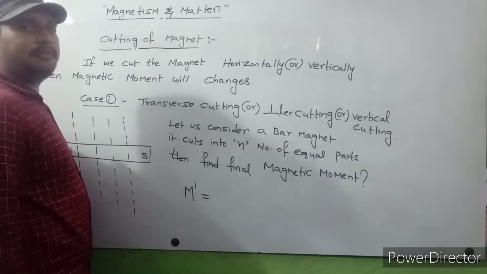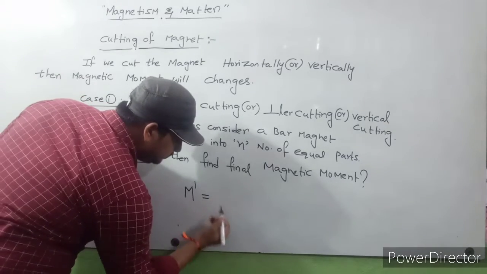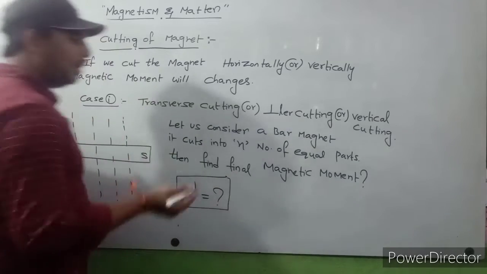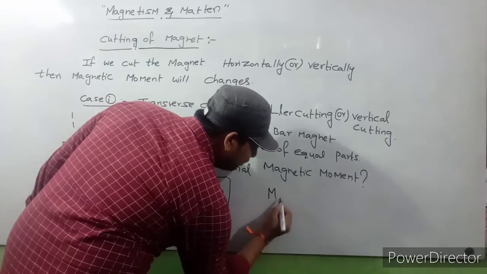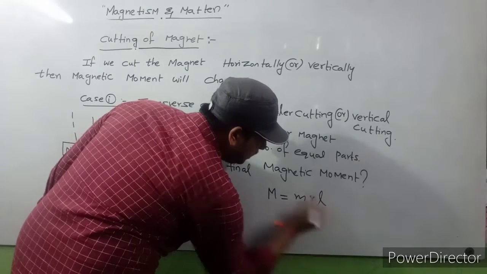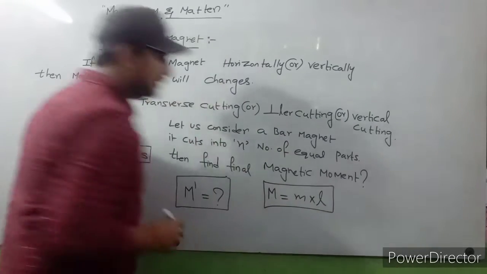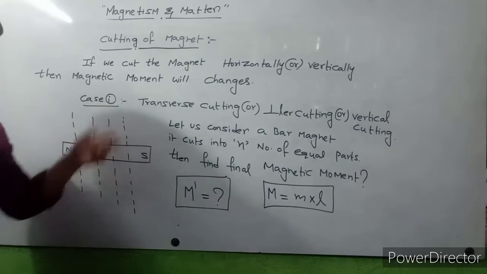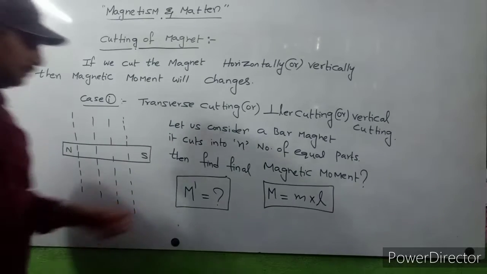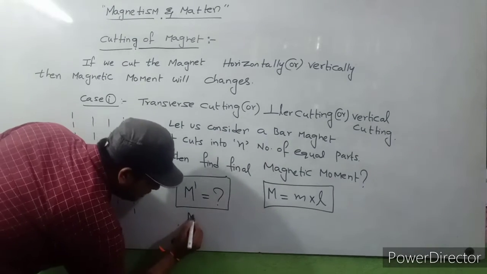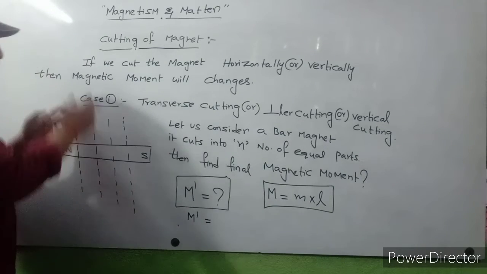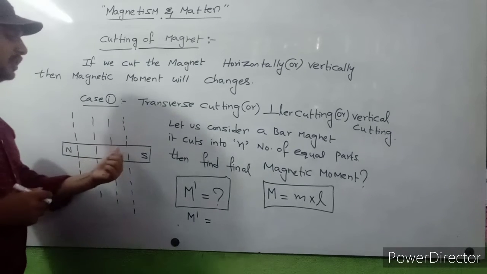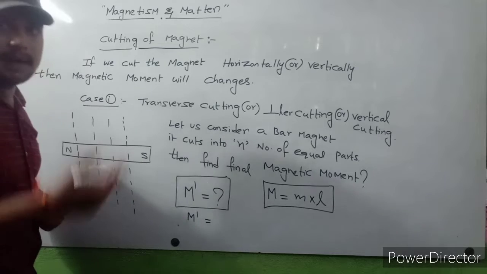so generally the magnetic moment formula is... The final magnetic moment M dash we need to find. What is the initial magnetic moment? Initial magnetic moment capital M is equal to small m into L. So find the final magnetic moment. If you cut the bar magnet into n equal parts, here if you cut the bar magnet vertically, then the length of the magnet is divided into n equal parts.